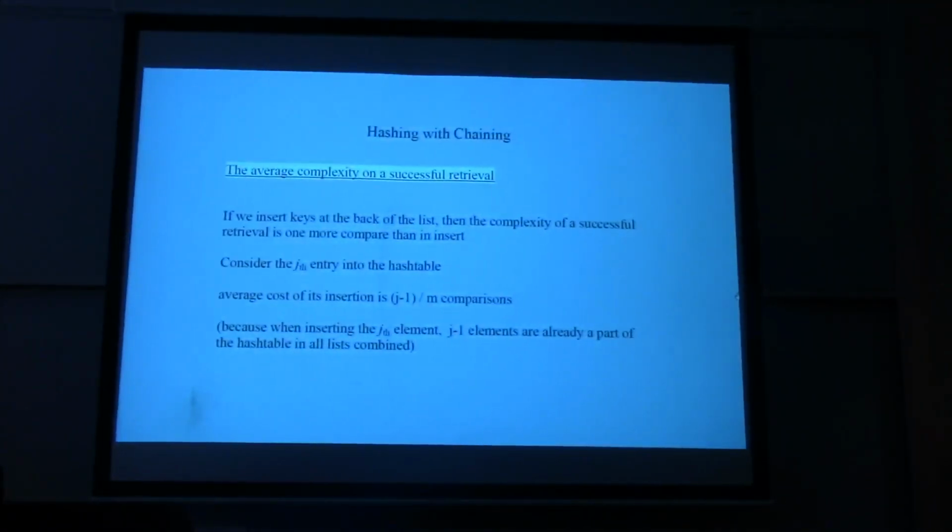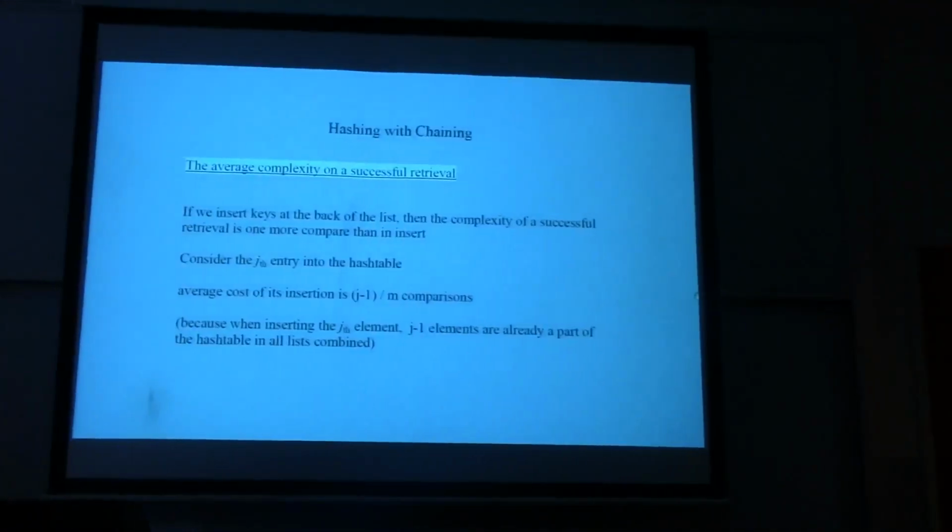Because as we are inserting, let's say the list has 2 elements in it. If I'm inserting one successfully, that means I compare, I insert. How many times did I compare? 2, because there's only 2 in the list. But once I search for it successfully, I get the list, I compare, miss, succeed. That's a successful retrieval. So in that case, the complexity of a successful retrieval is one more compare than the insert for that same element.